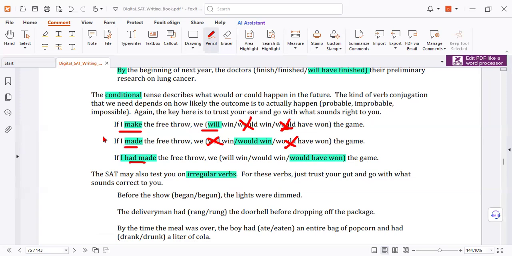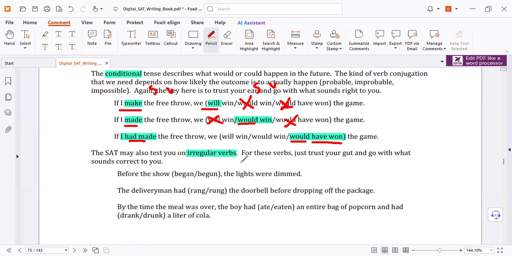So here for the parallelism, present, you need present. Why? Because we have two clauses, you know: present, present; past simple, past simple. Here, would for past simple. Past perfect, we need perfect, so this is a perfect. And here, would for past. It's called the parallelism. Remember, we can test you for irregular verbs, so you must memorize the irregular verbs.